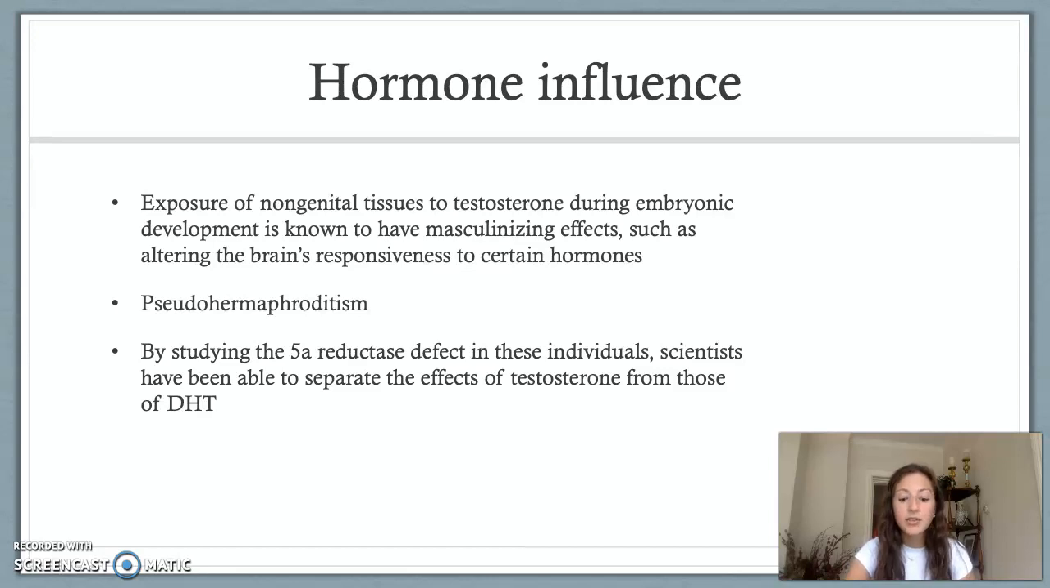At birth, infants with pseudo-hermaphroditism appear to be female and are raised as such. However, at puberty, the testes again begin to secrete testosterone, causing masculinization of the external genitalia, pubic hair growth, and deepening voice. By studying the 5-alpha reductase defect in these individuals, scientists have been able to separate the effects of testosterone from those of DHT.